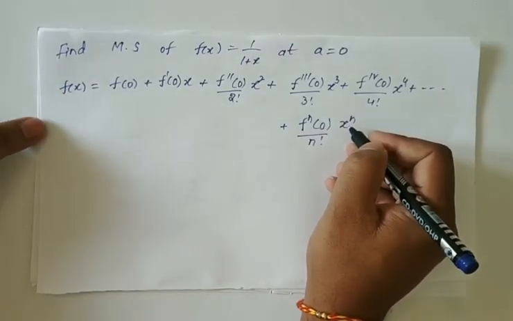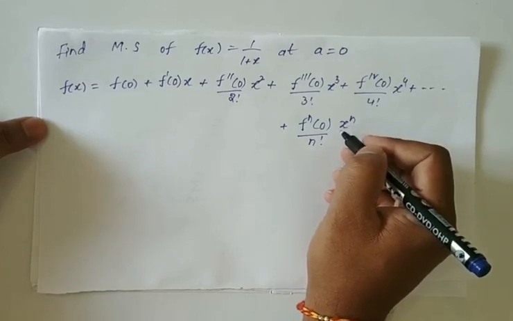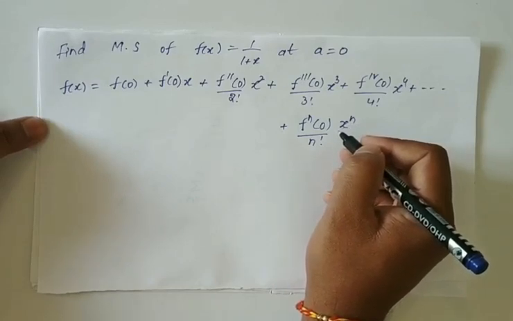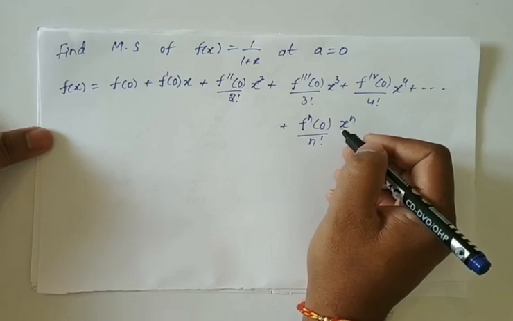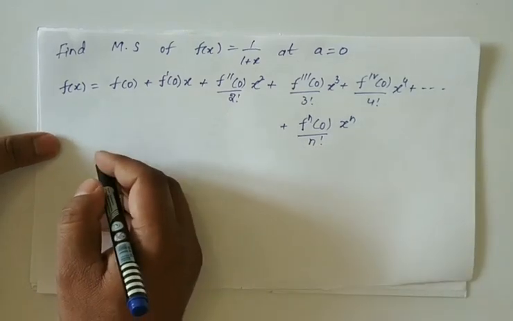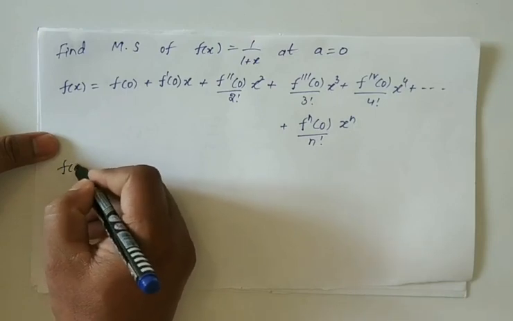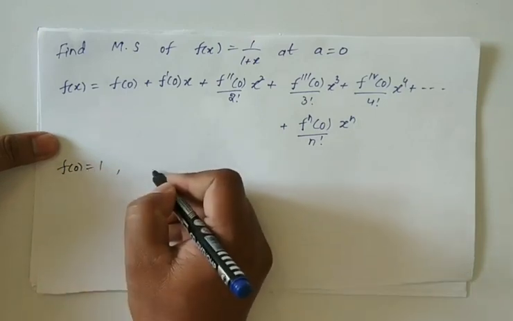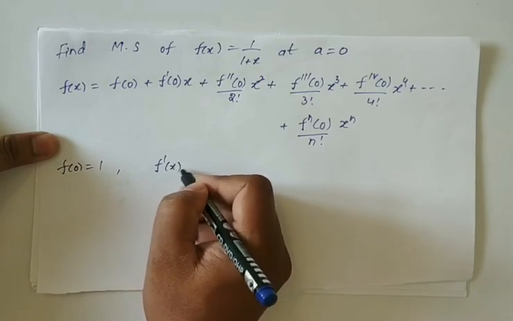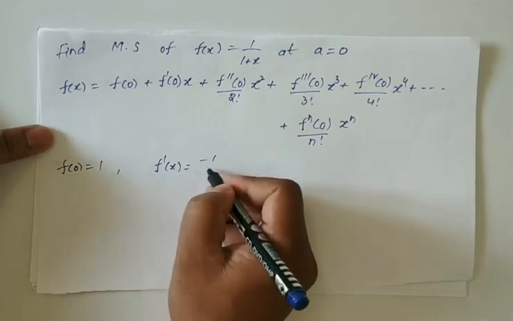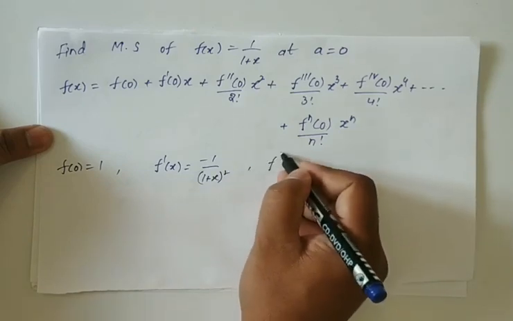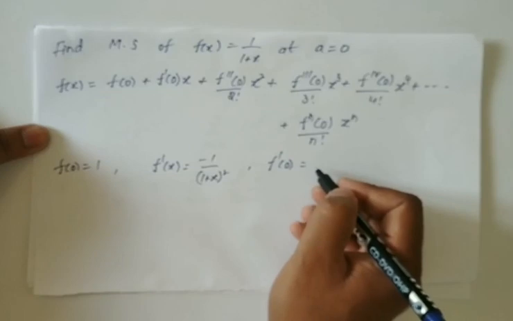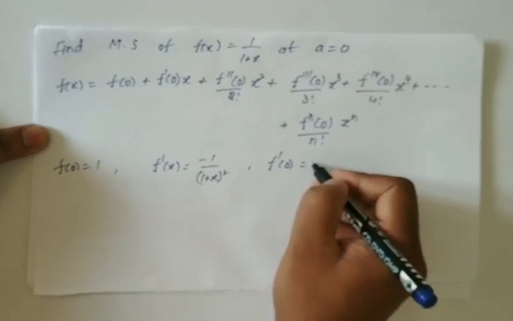So first you have to find f(0), f'(0), f''(0), f'''(0), f⁗(0), similarly fⁿ(0). So here, tell me f(0). f(0) is nothing but 1. Please check it. f'(x), tell me. The derivative of 1/(1+x) is -1/(1+x)². Tell me f'(0). f'(0) is nothing but -1/(1+0)², which is -1.